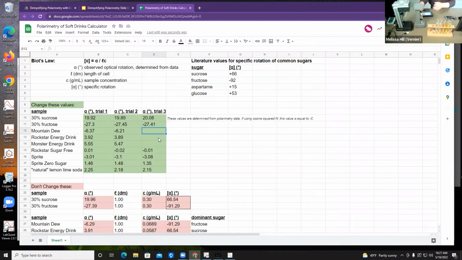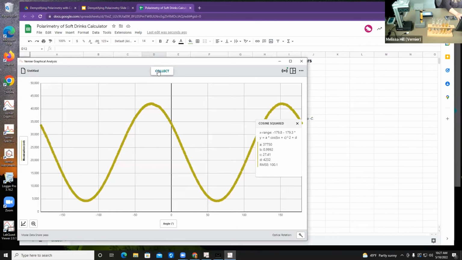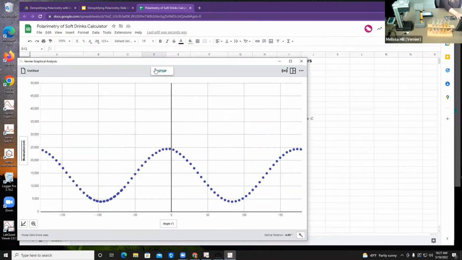And now to get to the unknowns, to get to some soft drinks. So I'm going to start out with Mountain Dew. And Mountain Dew is, I think, pretty well known for being one of the higher sugar content sodas out there. So let's see if that's true based on my samples, and let's see if we can determine what the predominant sugar sample in it is.